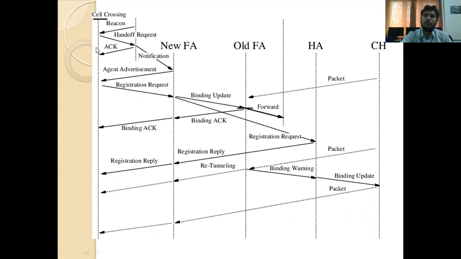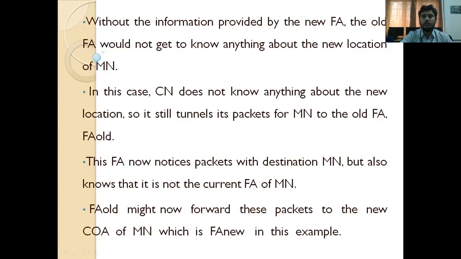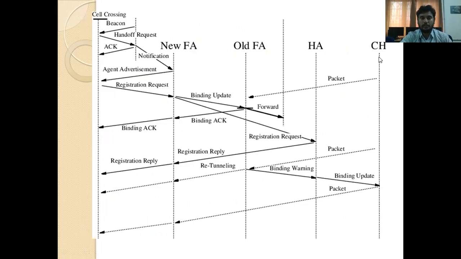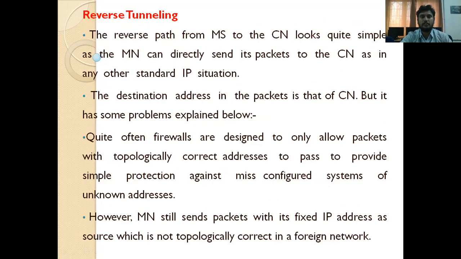The correspondent node identifies the mobile node by using a home agent, an old foreign agent and a new foreign agent. Identifying the new foreign agent is the responsibility of the old foreign agent. The correspondent node communicates with the old foreign agent. The old foreign agent identifies the address of the new foreign agent and sends it to the home agent. The home agent informs the correspondent node, and the correspondent node sends the packet to the mobile node. Then the triangular problem and reverse tunneling: in this way the correspondent node sends a data packet to the mobile node. How does a mobile node send a data packet to the correspondent node? That is reverse tunneling.